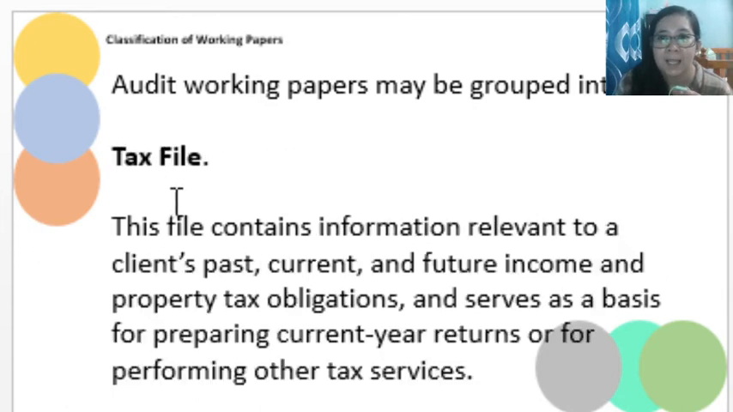Okay, and lastly is the tax file. So this file contains information which is relevant to a client's past, current, and even future income and property tax obligations. And this will also serve as a basis for preparing the current year returns or for performing other tax services by the same audit firm for the entity. Okay, so those are the different types of working or audit working paper.